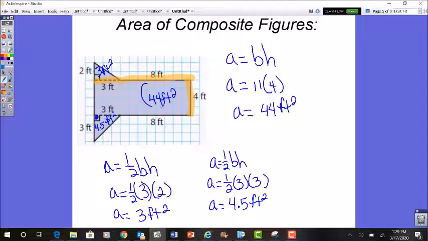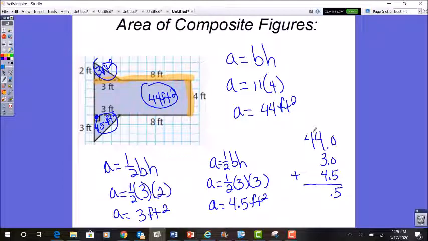So now all we need to do is add together all 3 of these area amounts. So we have 44, we have 3, and we have 4.5. Let's add all 3 of those together, and that will give us the total area for the composite figure. So we should have 51 5/10 feet squared.